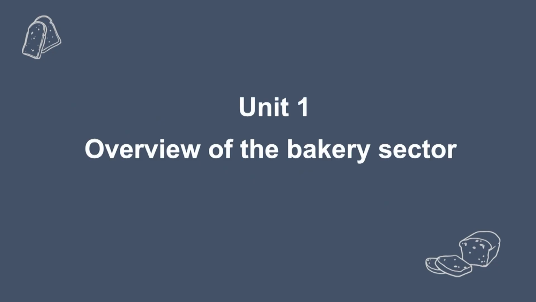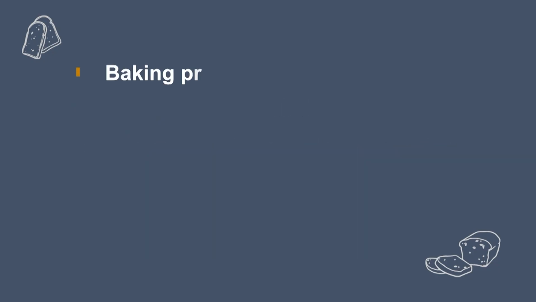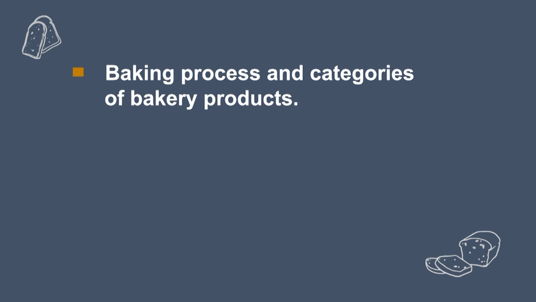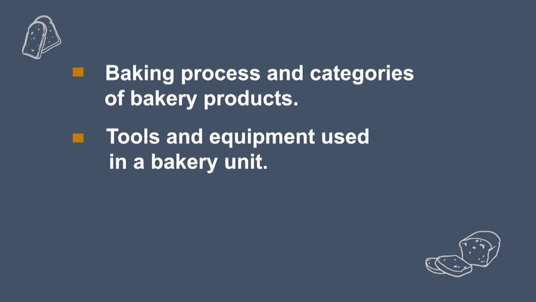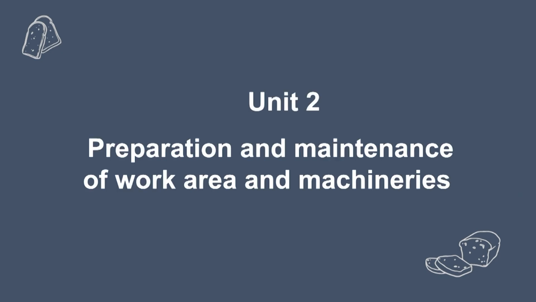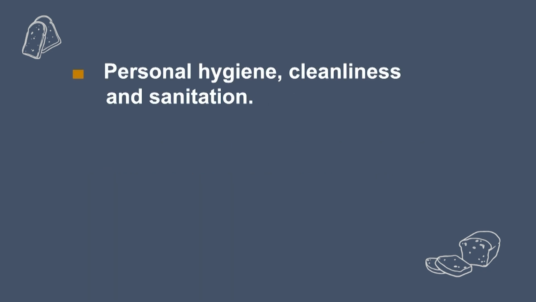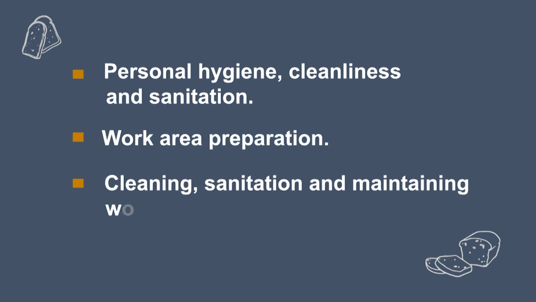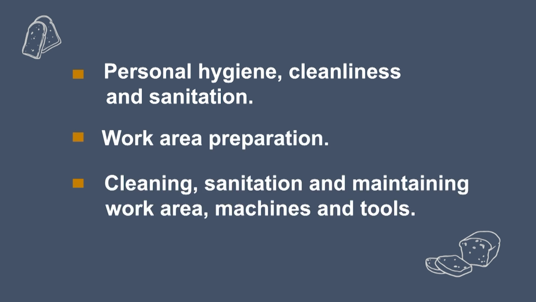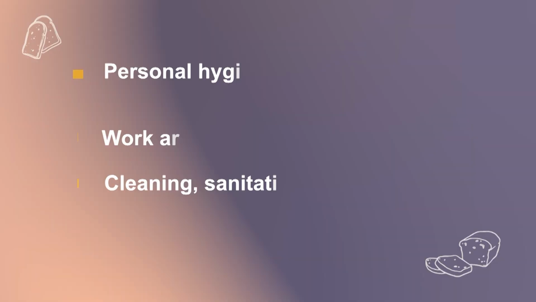Students, the textbook contains 4 units. Unit 1, that is overview of the bakery sector, covers baking process and categories of bakery products, tools and equipment used in a bakery unit, and bakery ingredients. Unit 2, that is preparation and maintenance of work area and machineries, covers personal hygiene, cleanliness and sanitation, work area preparation and cleaning, sanitation and maintaining work area, machines and tools.